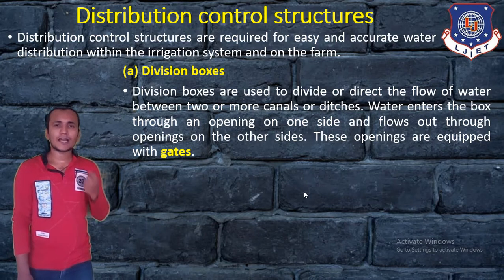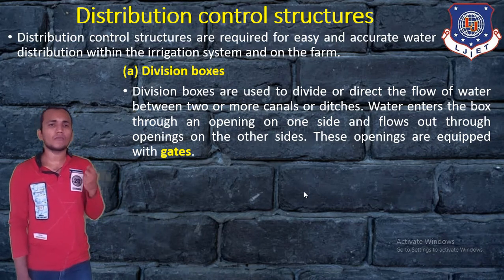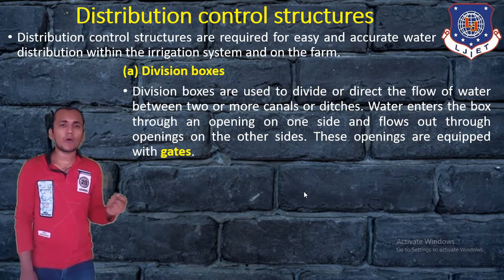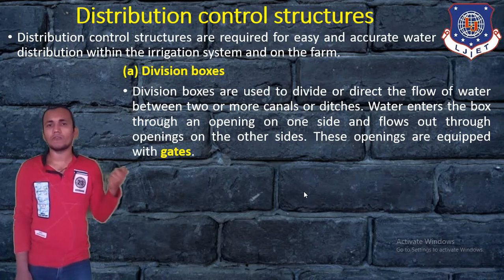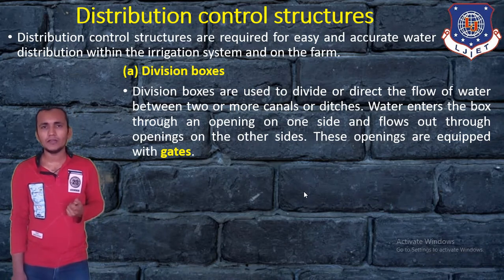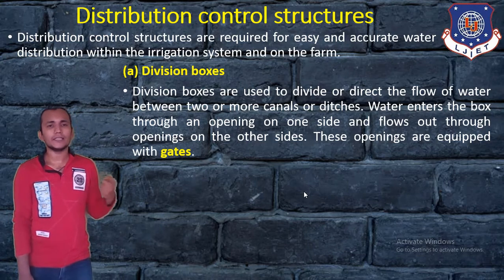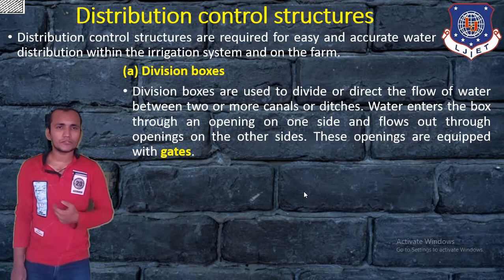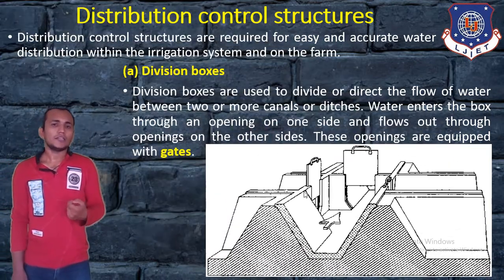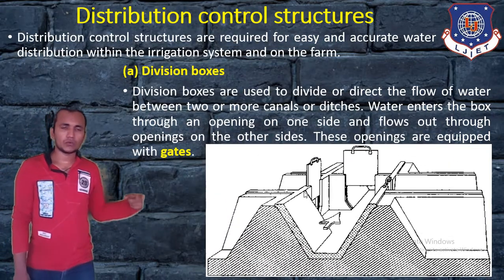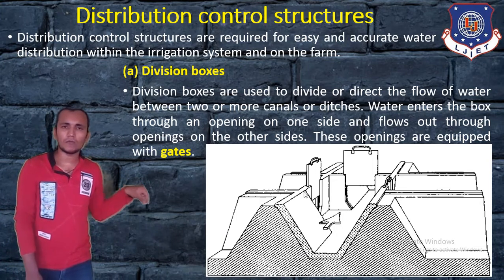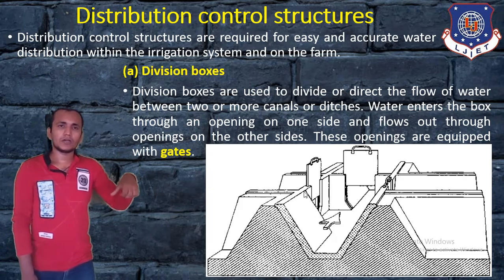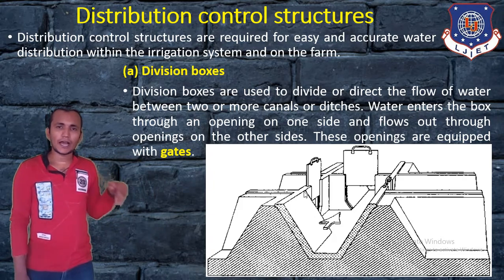Division boxes are used to divide or direct the flow of water between two or more canals or ditches. Water enters the box through the opening on one side and flows out through the opening on the other side. These openings are equipped with gates. So you can see the related picture for the distribution box. Okay, in this figure you can see one arrow shown here. This arrow means water. Okay, and here are some hanging type gates. Okay, 3 gates are here.